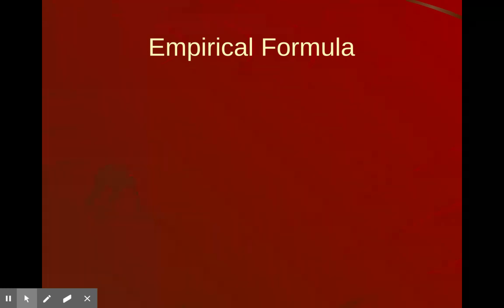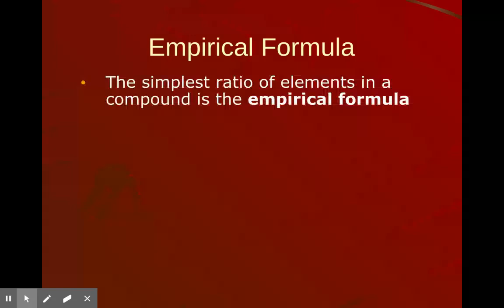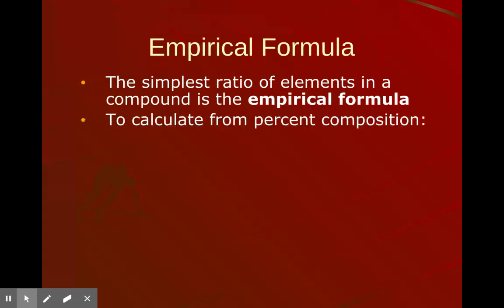Today we're going to be going back to the PowerPoint on percent composition and empirical formulas, and we're going to be looking at something called empirical formula, which is a way to reverse percent composition problems and work backwards to find what the chemical formula is. Now, the empirical formula is defined as simply being the simplest ratio of elements in a compound. I'll explain more about that in a few minutes once we work through a couple of examples.